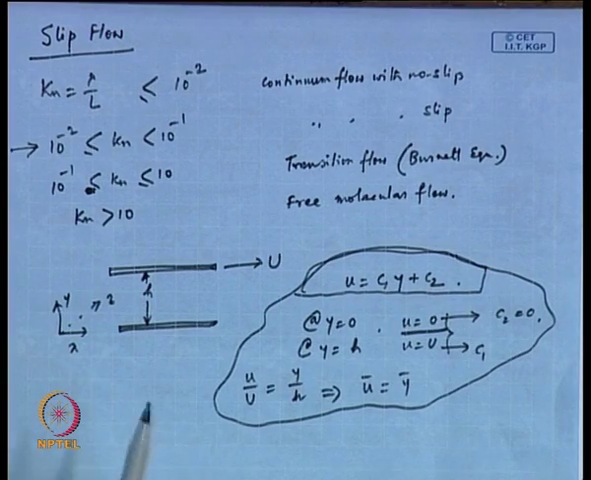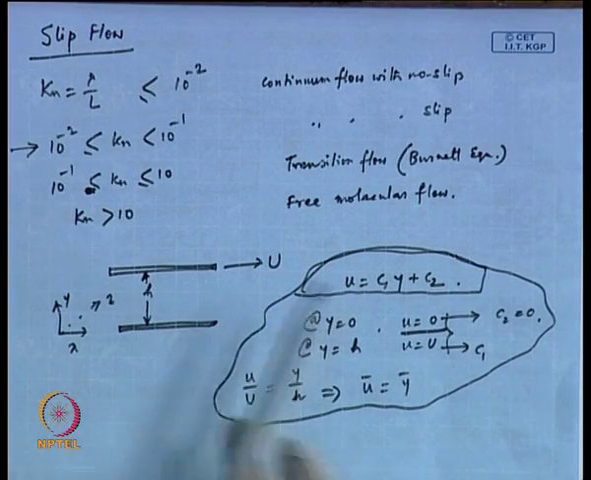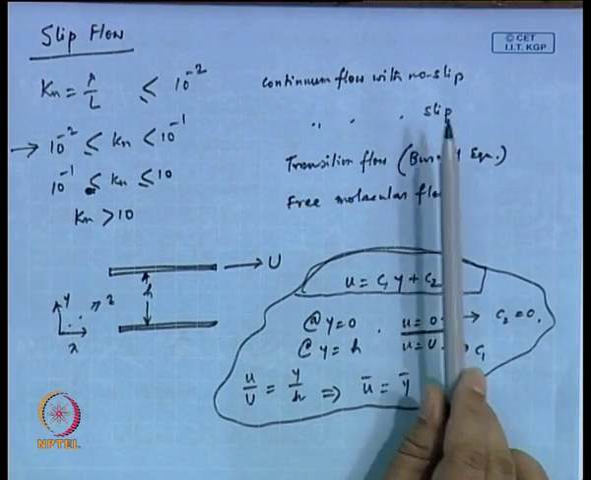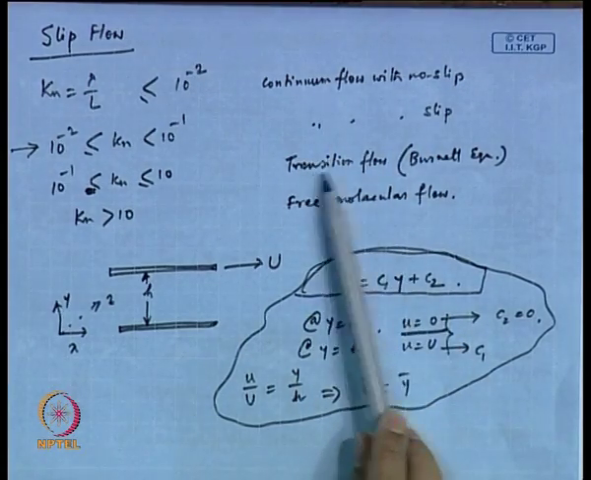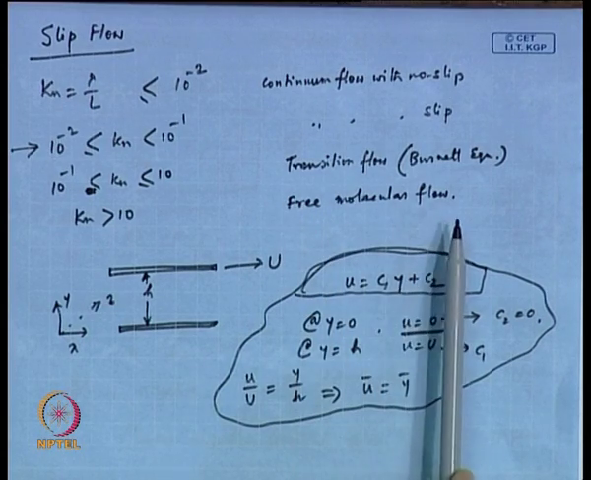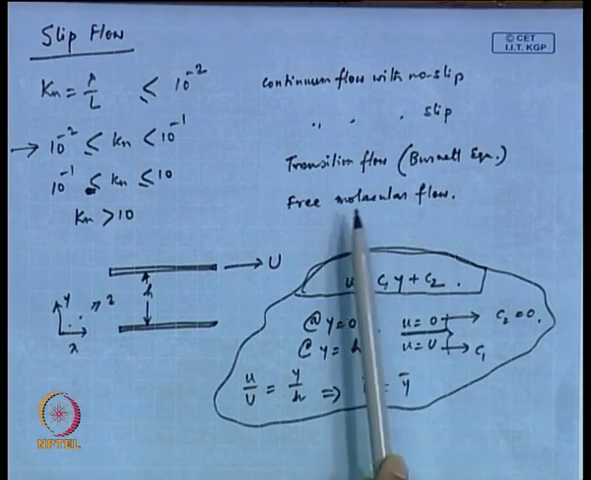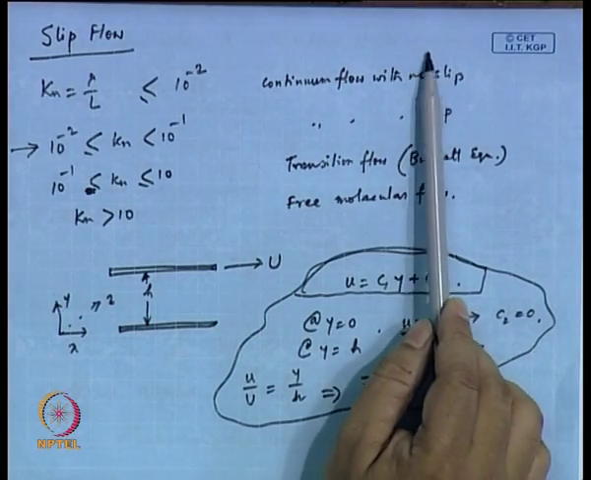What we said at the very outset, I would like to go back to once again, because today we are going to end this discussion on slip flow and move to another topic. What I had already said at the outset is that there is continuum flow with no slip, then continuum flow with slip, then transition flow, and then free molecular flow. Now, free molecular flow is ideally what you should be considering, and continuum flow is at the other end.